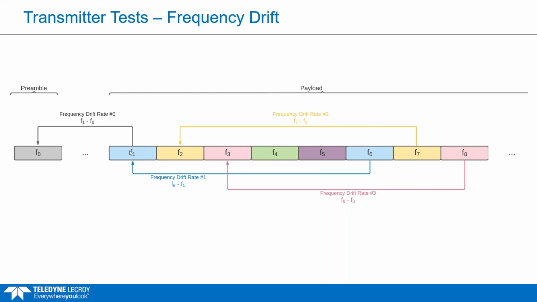So we measure our F1 minus F0 offset, find the difference between that. That's that limit of the 23 kilohertz, if you remember. And then we measure every 6 10 bits. So we'd measure the difference between F6 in blue here and F1. That would give our first frequency drift rate between F7 and F2, F8 and F3, F9 and F4, and so on. So that's showing us how we're drifting over time as well. So that gives us the frequency offset in the previous slide and the frequency drift. That's really the conclusion of the transmitter test.